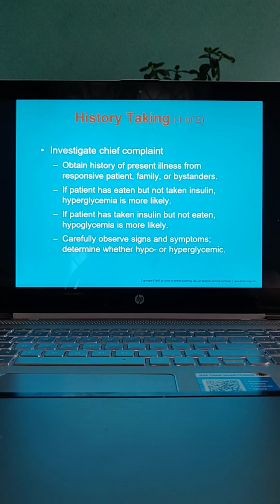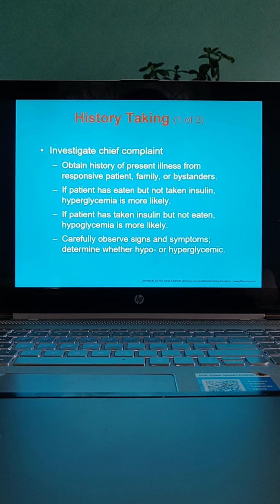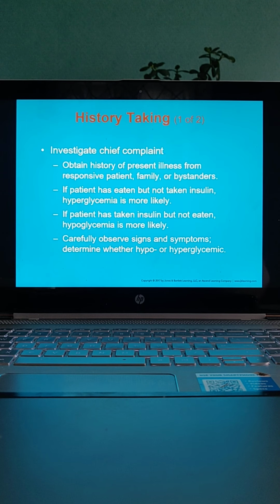Do you have any allergies? Medications. Well, I take metformin and I have this insulin pump. What does that tell you right there? If the person takes insulin every day, they're a diabetic. If the person takes metformin, they're a diabetic.